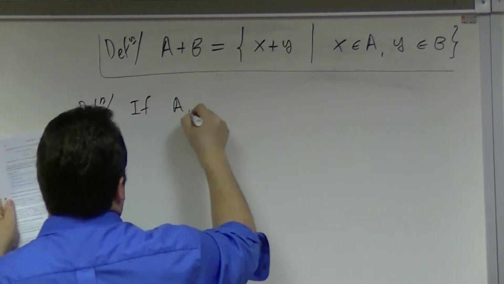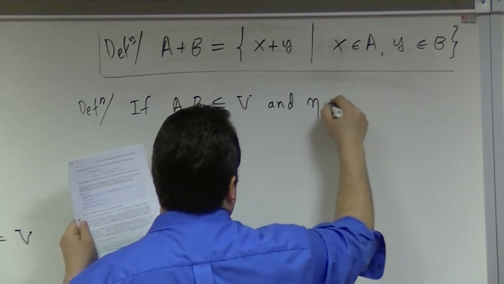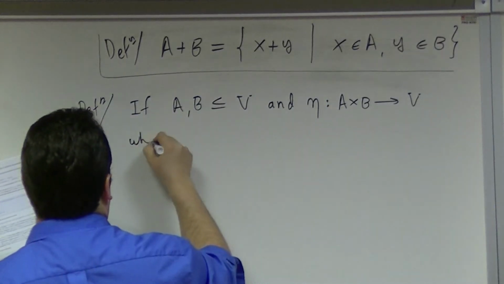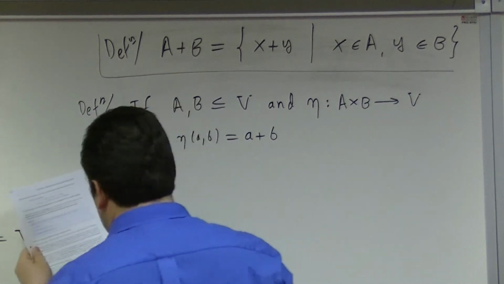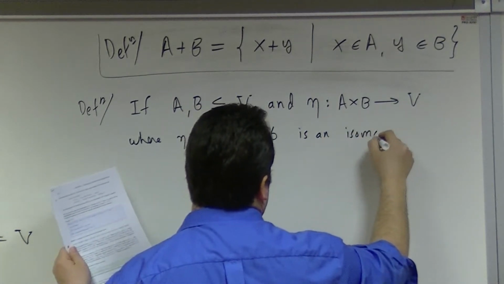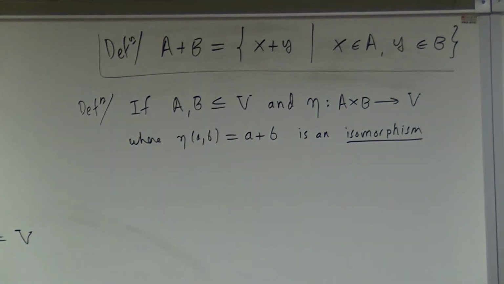If A and B are subspaces of V, and eta is defined as we just defined it, eta is mapping from A cross B to V, where (a, b) is equal to a plus b. If this is an isomorphism, what's an isomorphism? This is an invertible linear transformation. It's a linear transformation that has an inverse that maps backwards too, such that the dimension of A cross B equals the dimension of V.